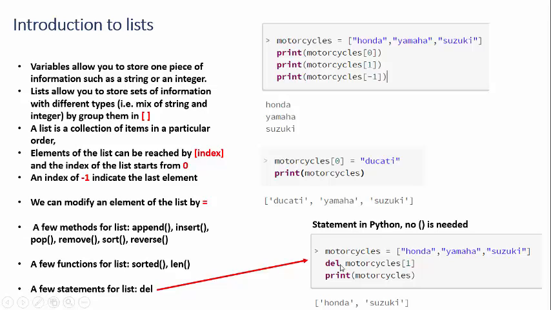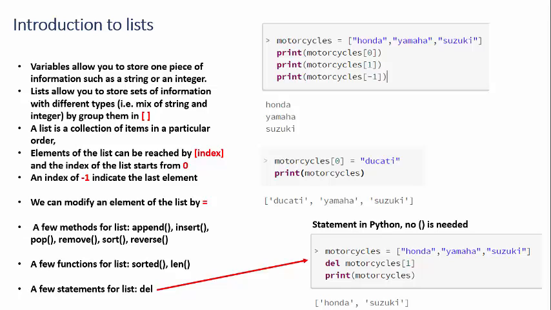It is basically a particular operation we can apply to a list. The del is a specific statement. It can delete a specific element of a list.